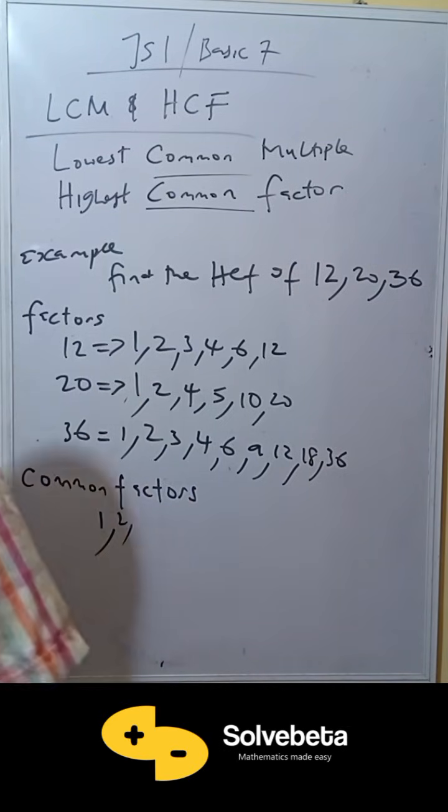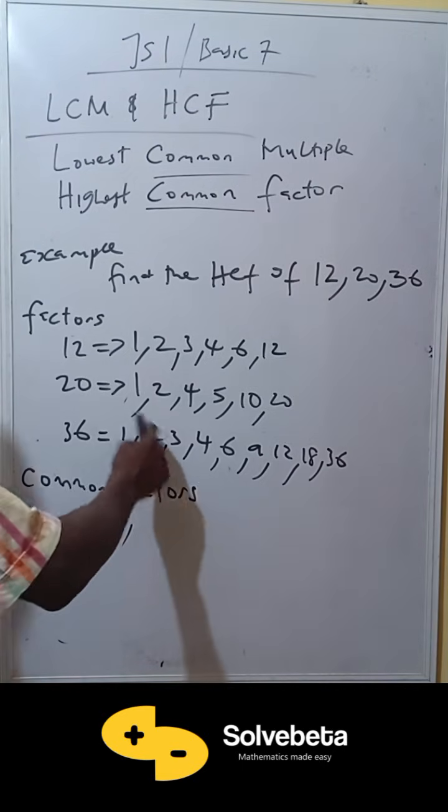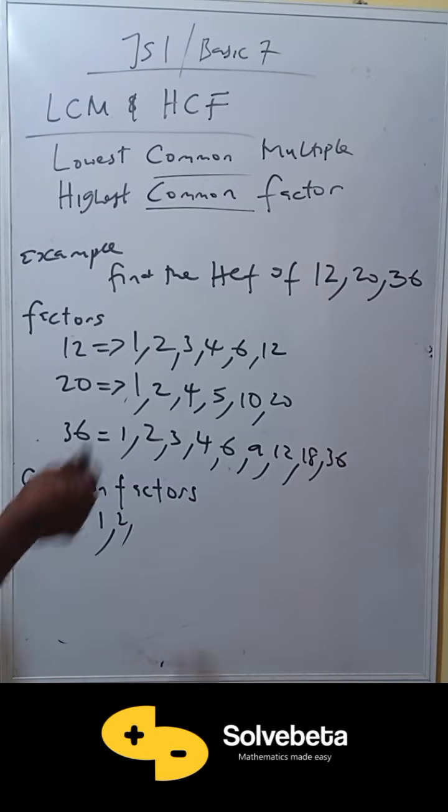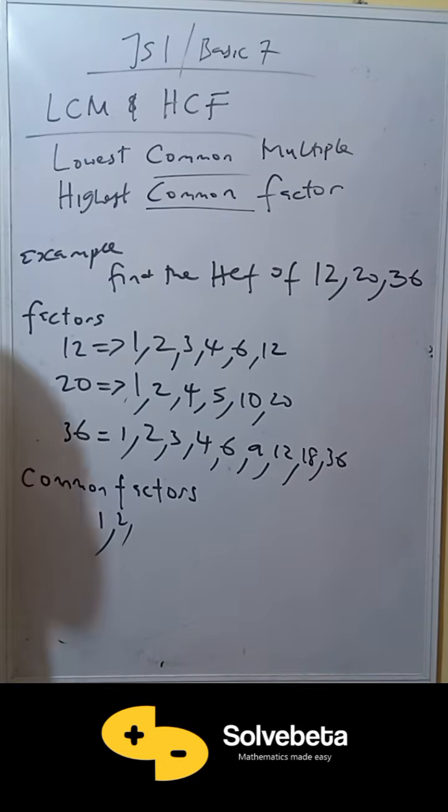It's a common factor. Is 3 a common factor? No. Why? 3 is here, but 3 is not here. So it's not common to 3 of them. It's common to both these 2, but it's not common to 3 of them because we are looking at what is common. Let me get back to the example.